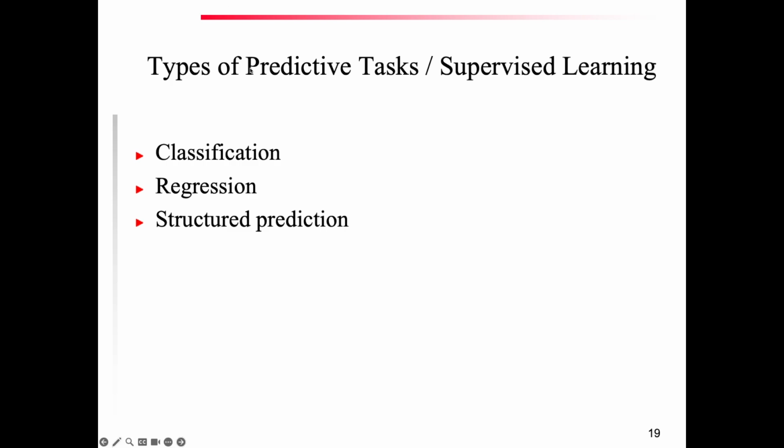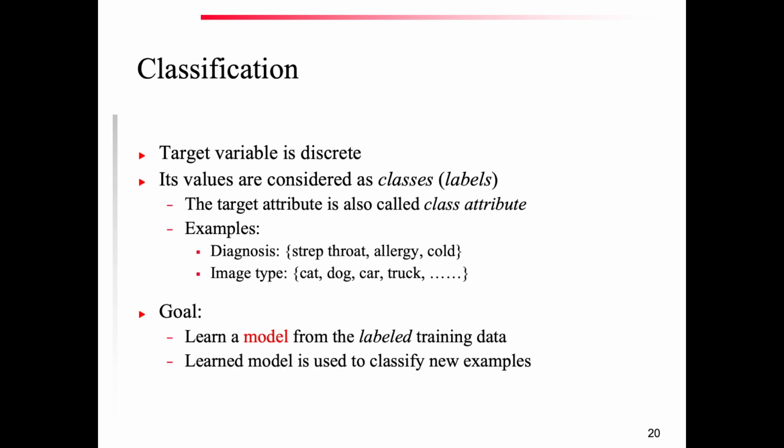So, types of predictive tasks and supervised learning. We talk about classification, regression, and structured prediction. What we cover in this data mining class, not today's session, but in general, is the first one. So in classification, the target variable is discrete. So you are predicting a discrete value, and its values are considered as labels.